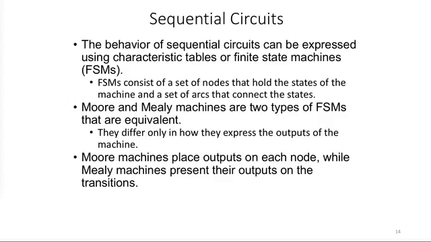More detail of the Moore and Mealy state machines can be found in the textbook, and we are going to skip it in the lecture.